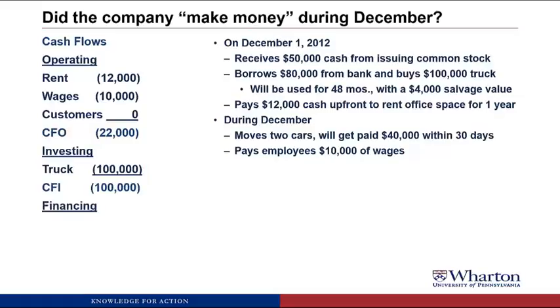And for financing the business, we raised $50,000 from issuing common stock, and we borrowed $80,000 from a bank, giving us $130,000 cash inflow from financing activities. So this cash flow statement divides up the cash flows based on their source. Did they come from operating? Did they come from investing? Did they come from financing? Gives us the same bottom line of $8,000 change in cash.